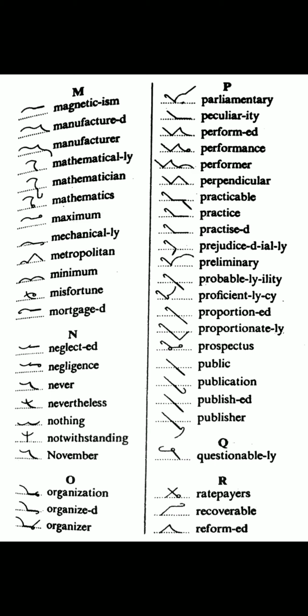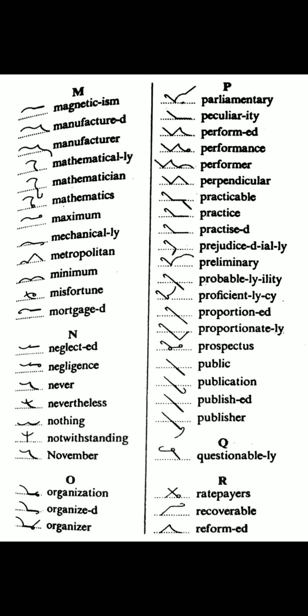M stroke N stroke F stroke downward R is used here for manufacturer. M stroke ith stroke on the line for mathematical, mathematically. M stroke ith stroke T with Chan hook, mathematician. M stroke ith stroke with circle S on the line for mathematics. M stroke K stroke S circle above the line for maximum.